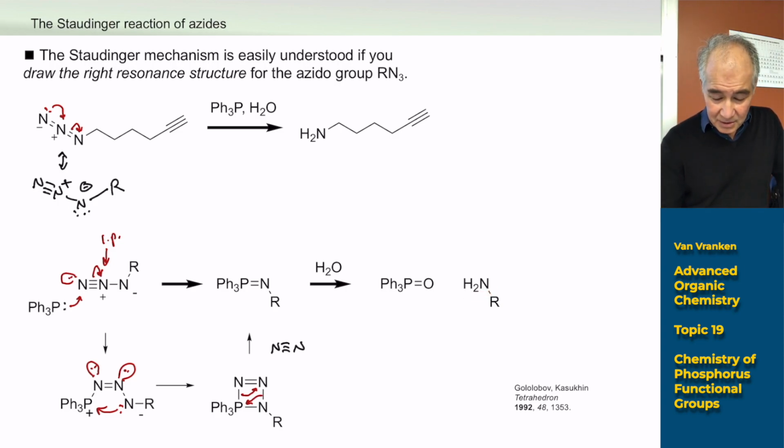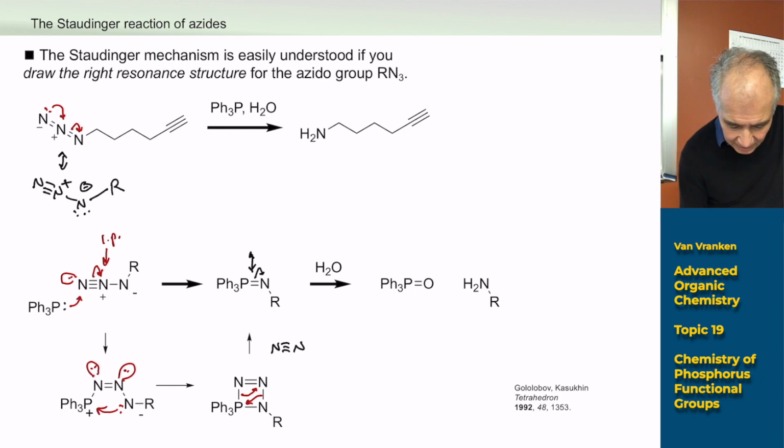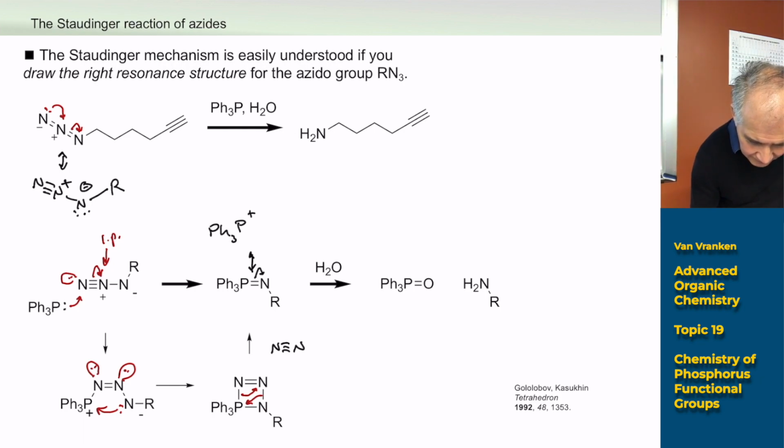Now, there's another resonance structure I can draw for this iminophosphorane. Right? If I give the electrons to the electronegative atom in that group, that iminophosphorane really looks kind of like a phosphonium attached to an amide anion.